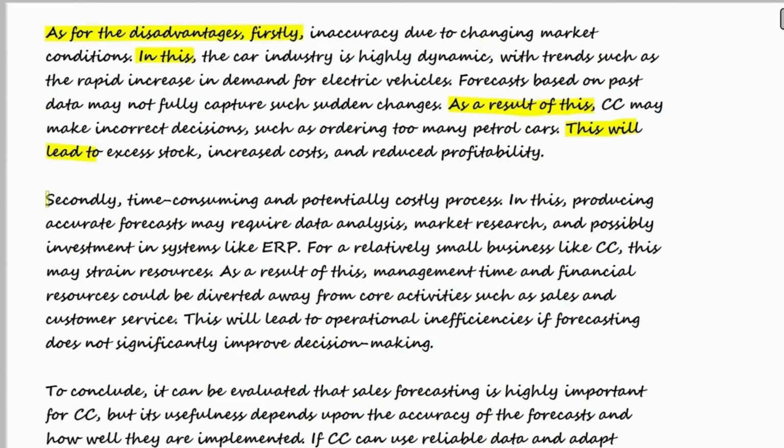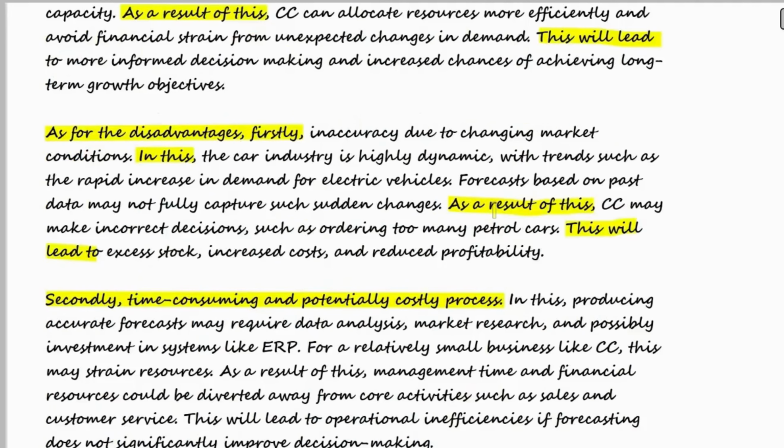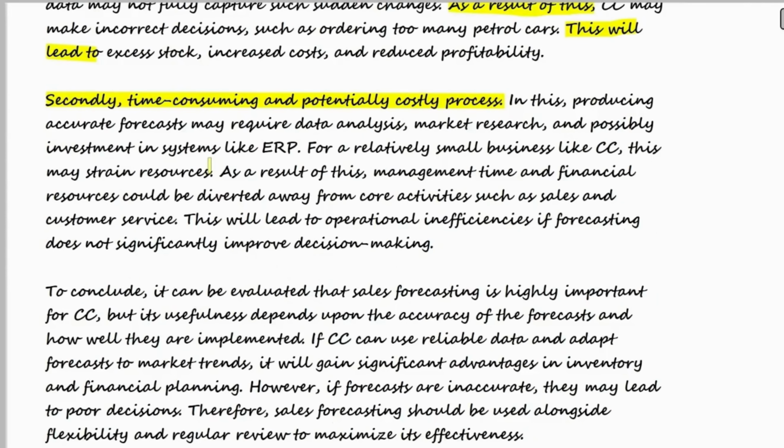Now, the second negative is coming in: a time-consuming and potentially costly process. So, sales forecasting takes time. In this, producing an accurate forecast may require data analysis, market research, and possibly investment in systems like ERP. For a relatively small business like CC, this may strain the resources. As a result of this, management time and financial resources could be diverted away from core activities such as sales and customer service. This will lead to operational inefficiencies if forecasting does not significantly improve decision making.